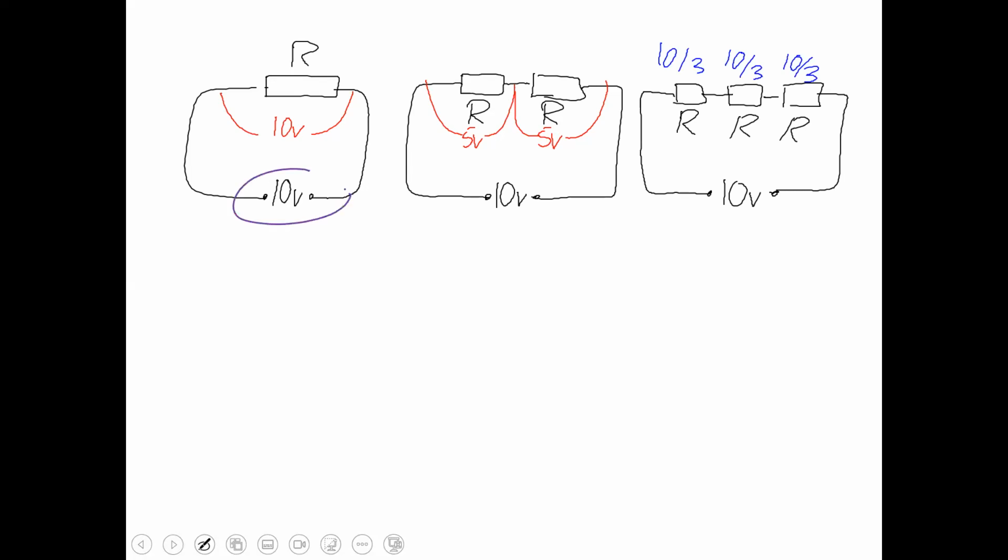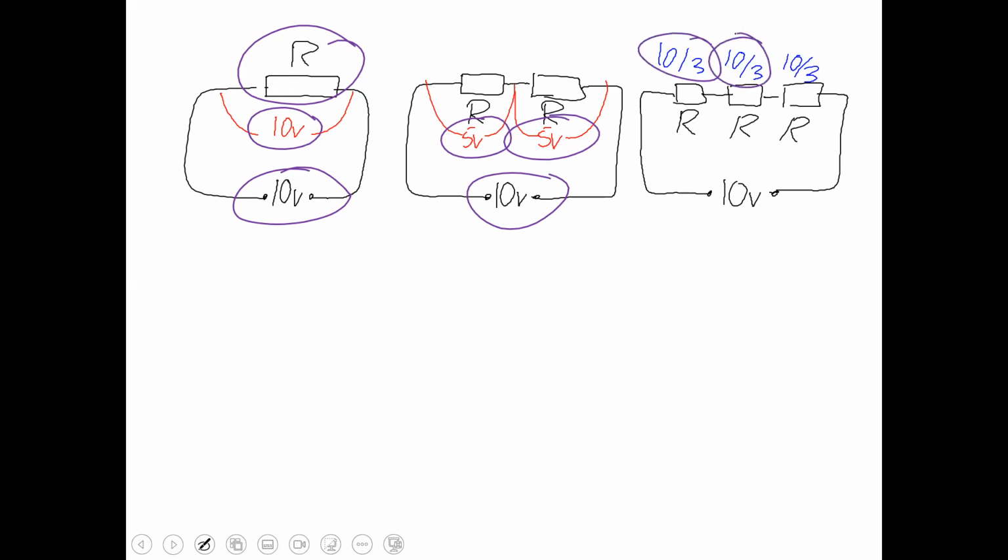Look here. With a 10 volt supply and only one resistor, it will get all the 10 volt. Here, why is the voltage divided in two parts, 5 volt, 5 volt? Because there are two resistors in the series circuit.